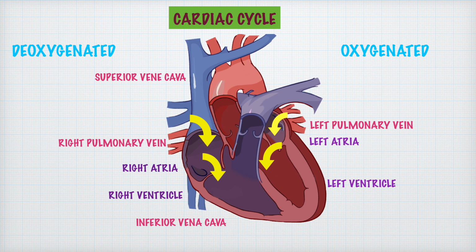Now the sinoatrial node generates an action potential which stimulates both the atria to contract simultaneously, which is called atrial systole. The atrial systole increases the flow of blood to the ventricles by 30%. This action potential generated by the SAN is transferred to the entire ventricular musculature through the AV node and AV bundle. This causes both the ventricles to contract simultaneously, which is called ventricular systole.